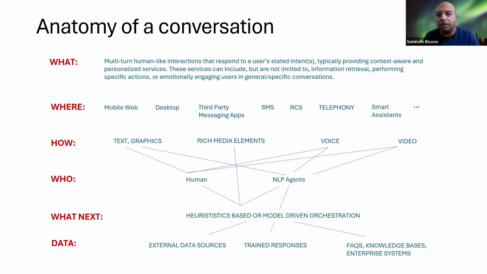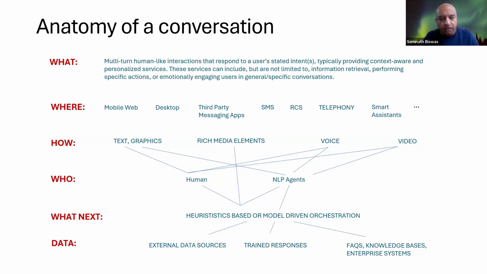If you look at any kind of conversational setup, this is my worldview. You would obviously have the what, which is by and large a multi-turn, two-way kind of interaction. This definition probably is true for a human-to-human conversation as well, but there's an element of context, there's an element of being very personal, there's a purpose to it, whether it's information retrieval or you're asking someone to get something done. But there's a what to it.